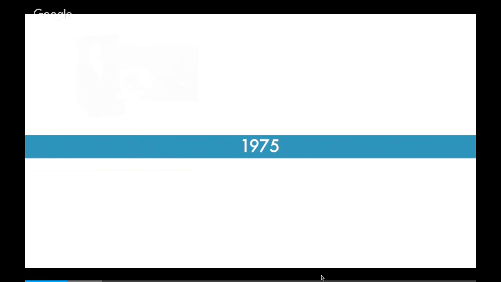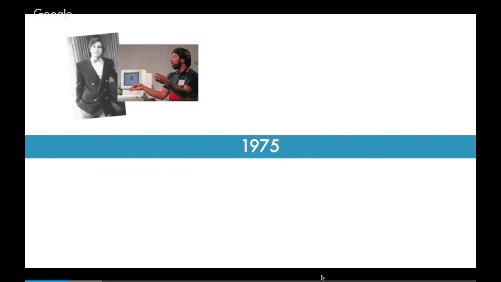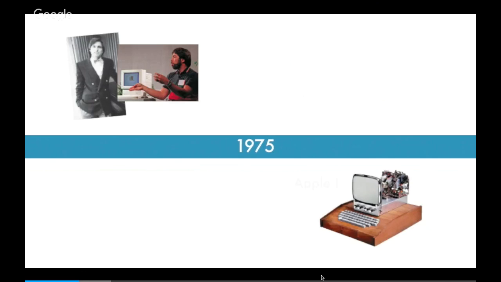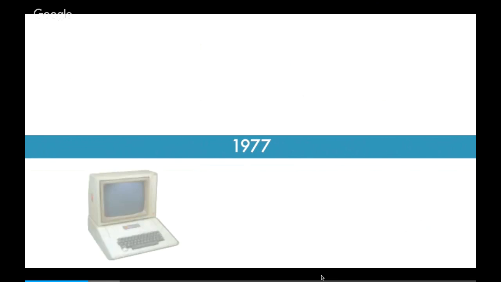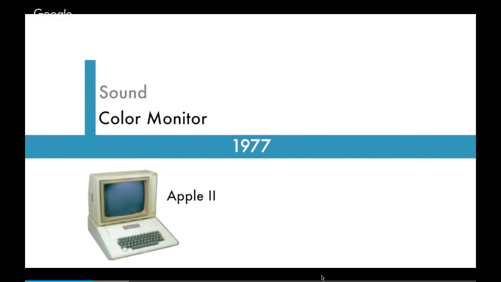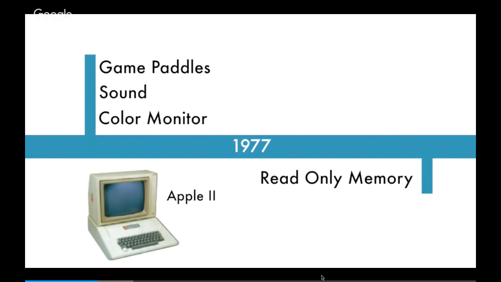Around the same time, Steve Wozniak, an employee at Hewlett-Packard, and Steve Jobs, who was working for computer game manufacturer Atari, built a personal computer, the Apple I, in Wozniak's garage, and formed the Apple Computer Company in 1976. In 1977, the Apple II was born. The Apple II included a color monitor, sound, game paddles, and an operating system that was stored in read-only memory.